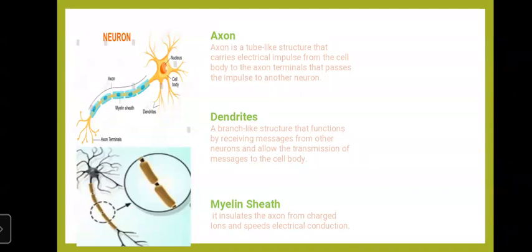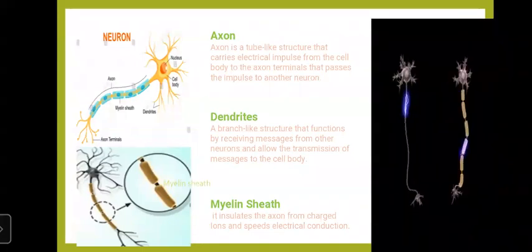Now what happens because of the presence of the myelin sheath? It helps in quick passage of the message or quick passage of the impulse. Whenever the impulse is generated, it quickly passes on because of the presence of the myelin sheath. The impulses jump from one point to another, and hence it is passed on at a faster speed.